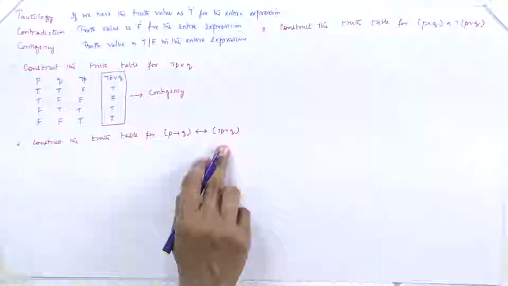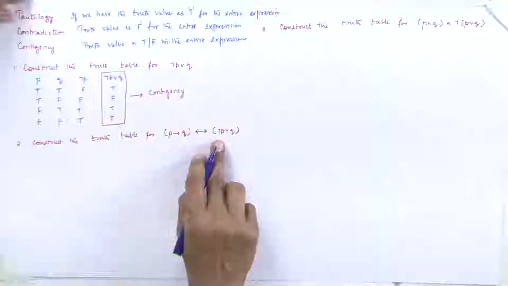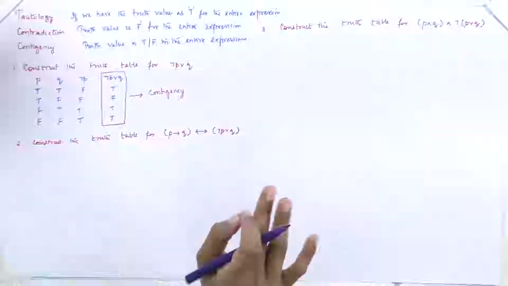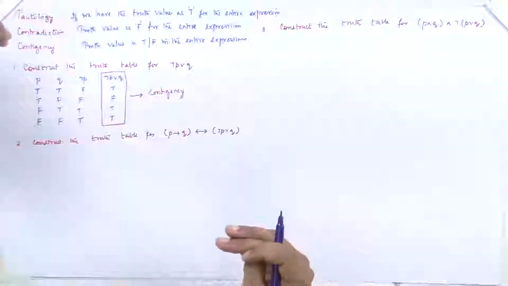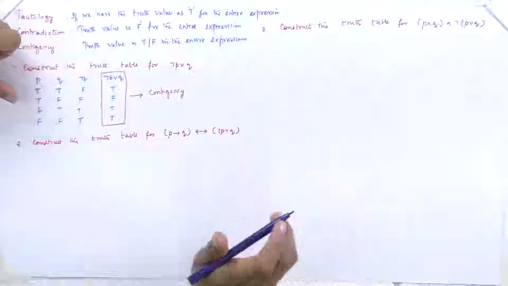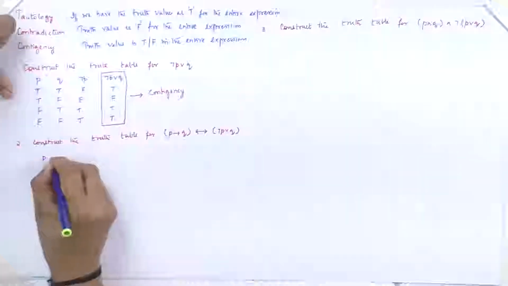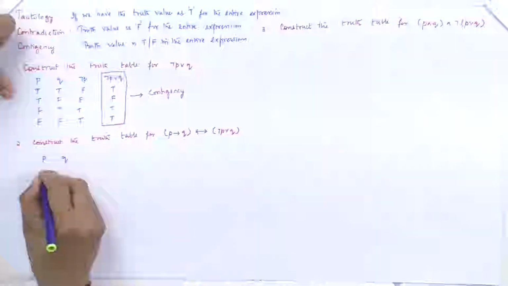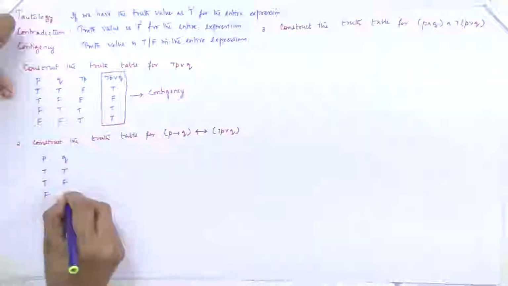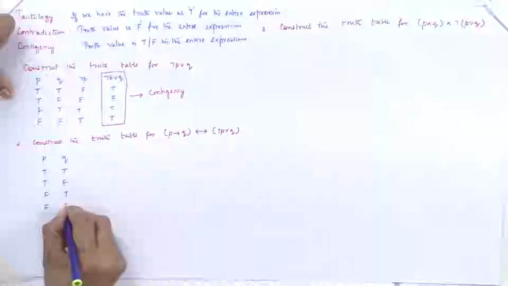Next is construct the truth table for the given statement: P conditional Q, biconditional, negate P or Q. So here also, once a statement is given, first thing is we will have to identify how many variables are used in that statement. So how many variables? Again only 2 variables. So it is P and Q. So the truth values will be TT, TF, FT, FF, right.